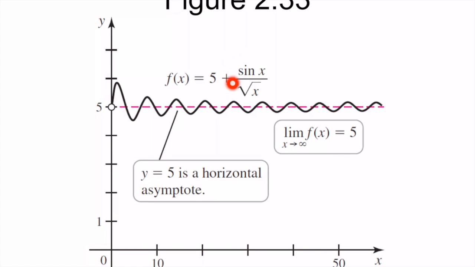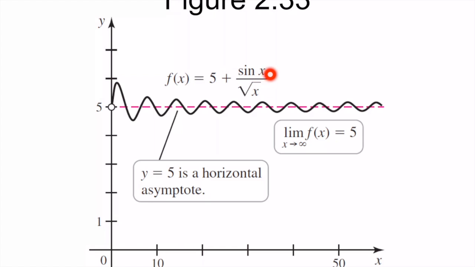This function has a trig function in play. As the x variable gets larger and larger, this value in the numerator only goes between 1 and negative 1, so it never gets very large. However, the square root of x, as x gets very, very large, becomes a very large value, and a small number over a large value becomes very, very small. So 5 plus something becomes something near 5.